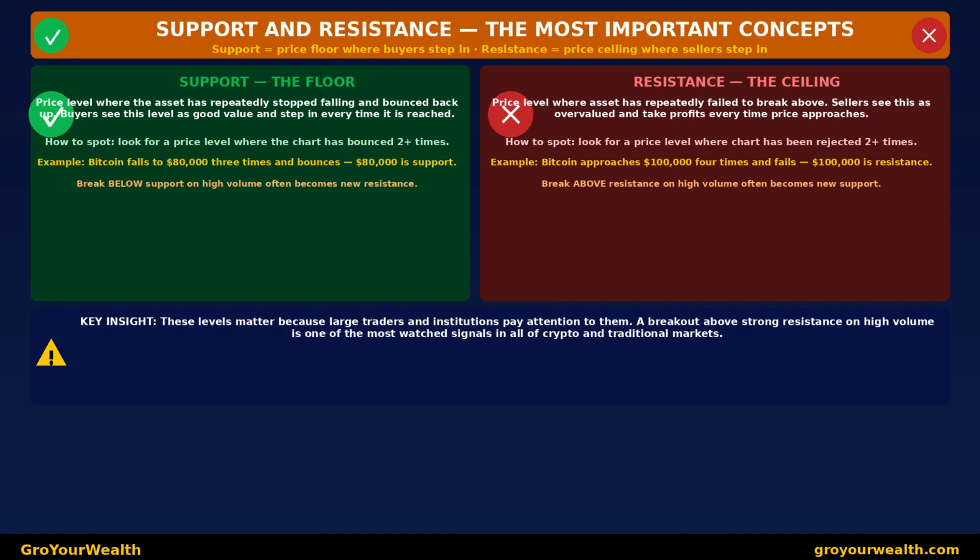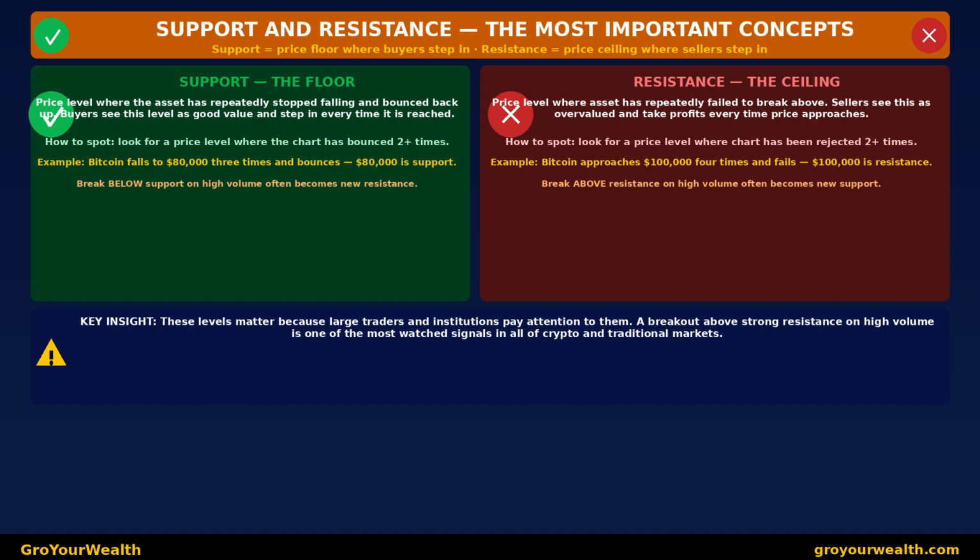Support is a price level where the asset has repeatedly stopped falling and bounced back up. Think of it as a floor. When the price approaches this level, buyers tend to step in because they see it as a good value. Resistance is the opposite, a price level where the asset has repeatedly struggled to break above. Think of it as a ceiling. When the price approaches this level, sellers tend to step in and push the price back down.